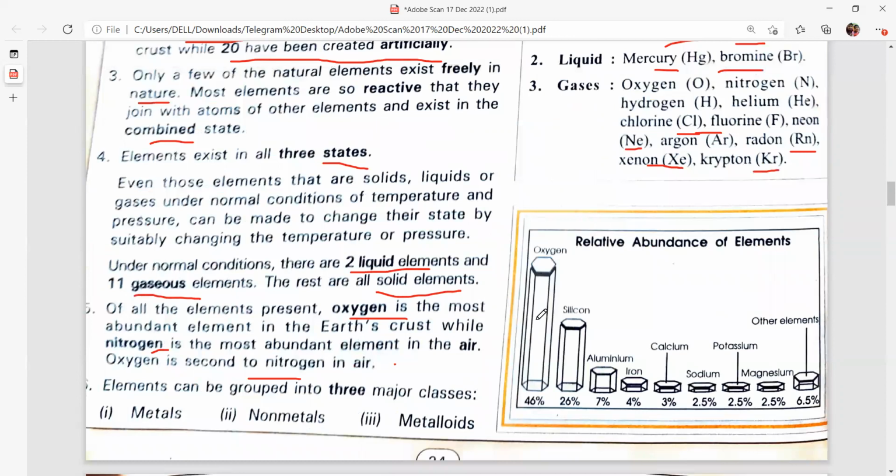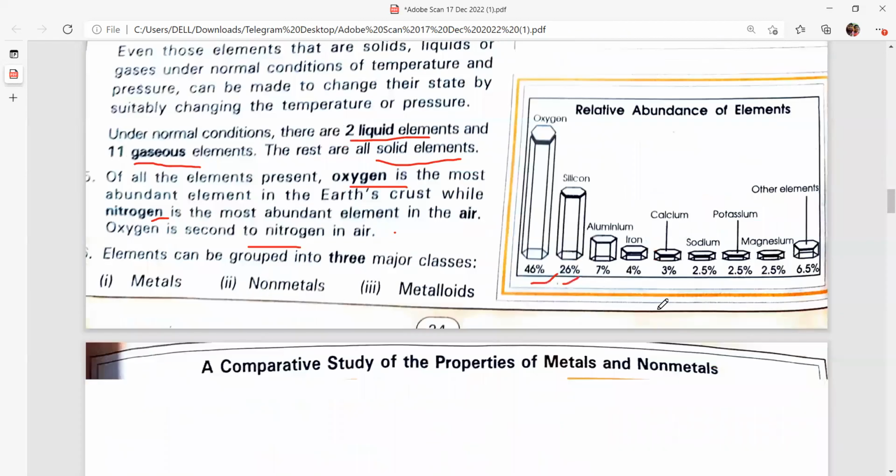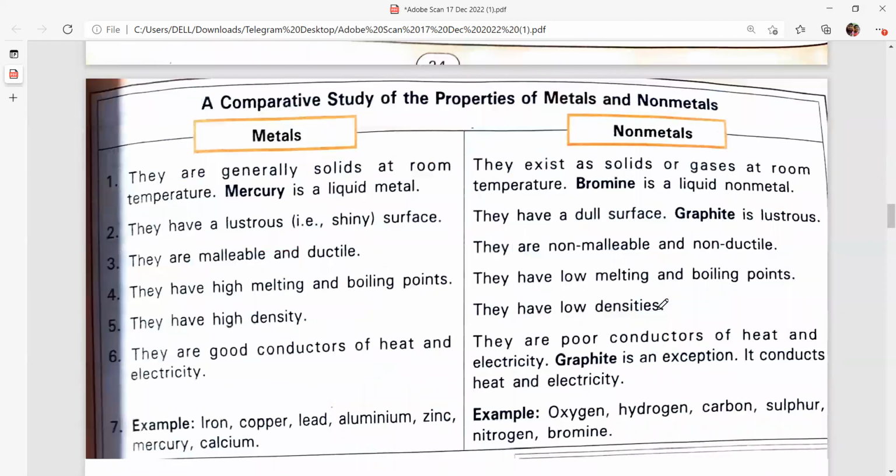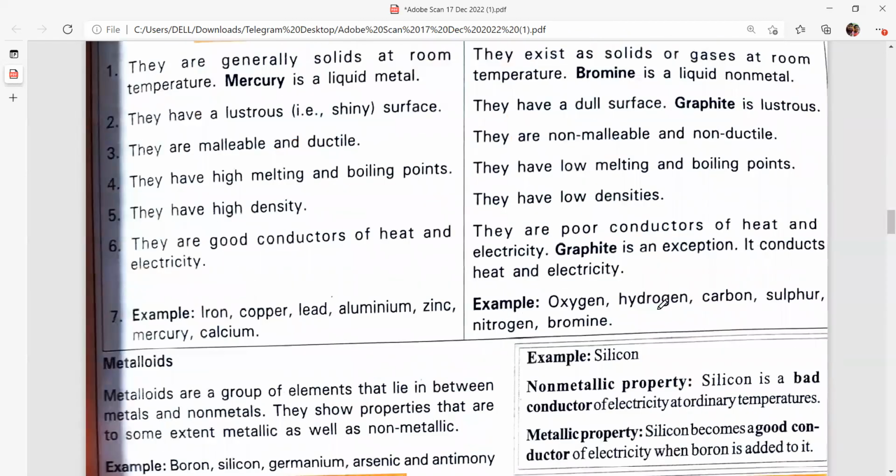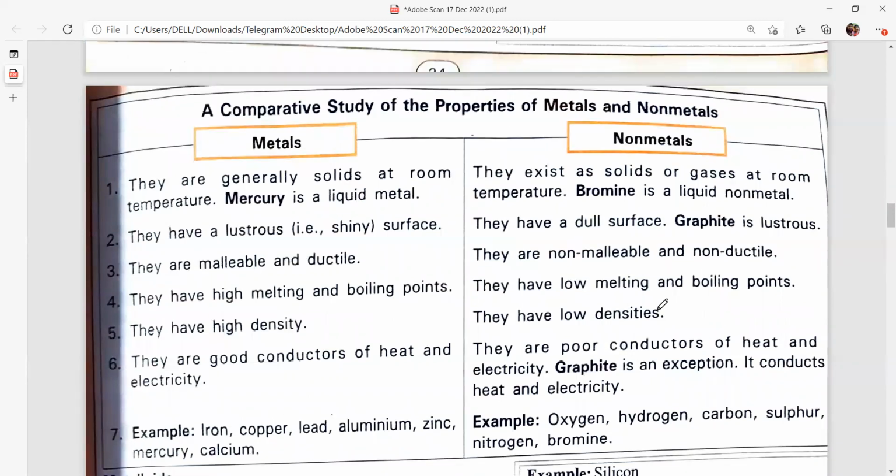See how elements are present: 46% oxygen, 26% silicon, 7% aluminum, 4% iron. Like that we have elements in the earth's crust. Now metals and non-metals. The difference is very easy. In your home, your mother is cooking in metal steel utensils. So you can easily find out the properties of metals.